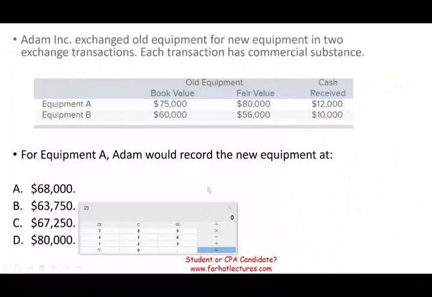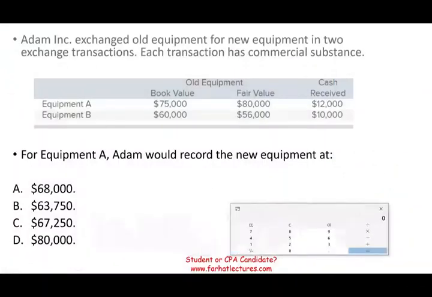Let's take a look at this question. An item exchanges old equipment for new equipment in an exchange transaction. We have equipment A and equipment B. So we're only looking for equipment A. So what would they record the new equipment at? And hopefully at this point, you became an expert in this.